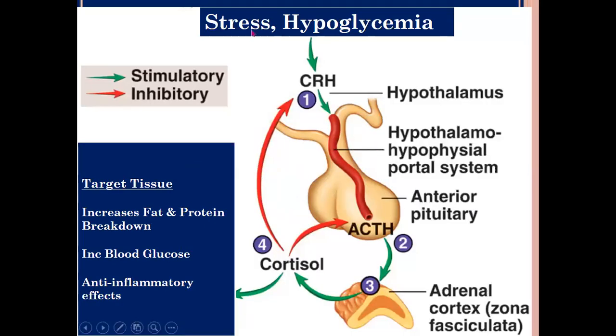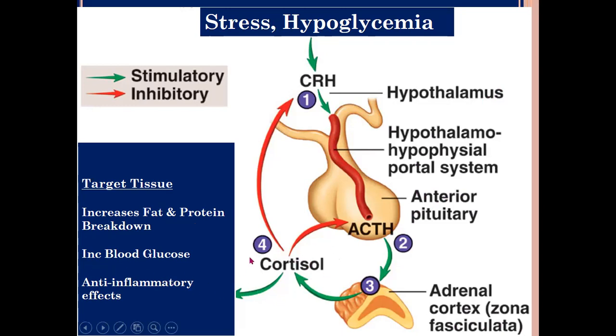Whenever there is stress or hypoglycemia, in normal physiology and normal metabolic functions, CRH is secreted by the hypothalamus, which acts on the anterior pituitary to release ACTH in sufficient amount to act on the adrenal cortex at the zona fasciculata, so as to secrete cortisol. The cortisol further causes fat and protein breakdown, increases blood glucose level, and has anti-inflammatory effects.